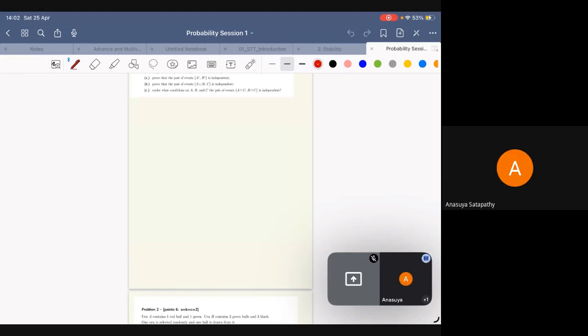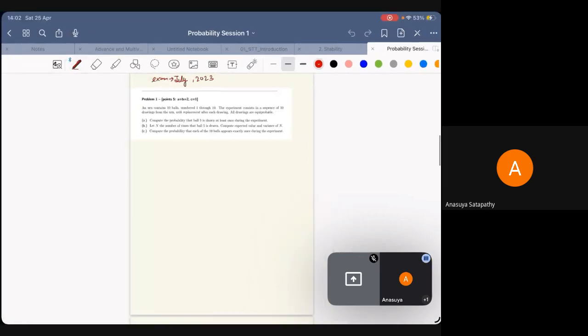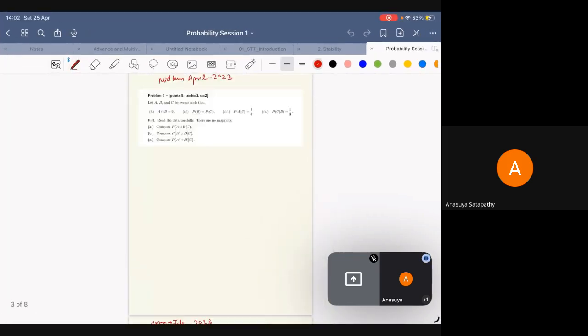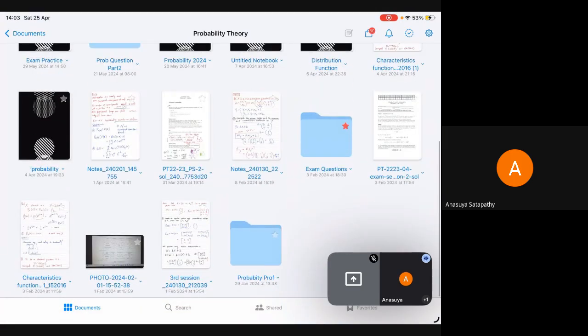Okay, I have selected some. First, let me show you one question paper so that you will be clear how probability theory works. For example, I'm showing a random question paper.